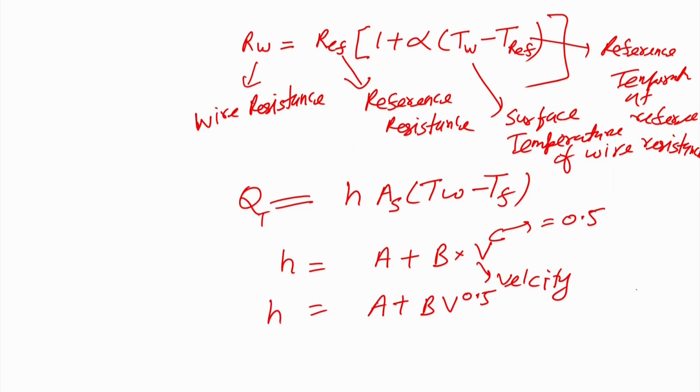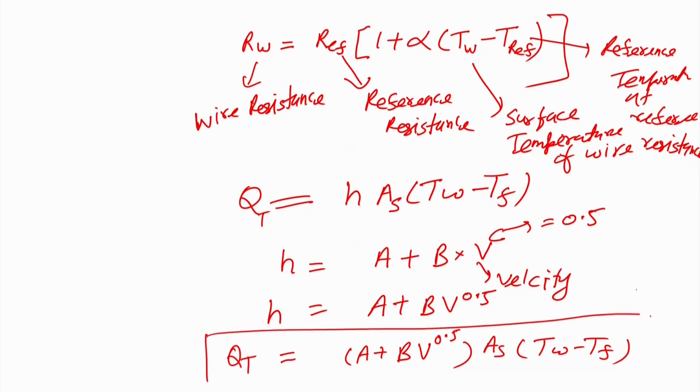What we can do is replace the H value in the QT by this equation. So, your equation will be modified: instead of H you will get A plus B V raised to the power 0.5 into AS into TW minus TF, okay, and that will be equal to QT. Clear? Now, this QT, the heat transfer which will take place, how much heat transfer will take place? It will be equivalent to how much power is supplied to the wire.